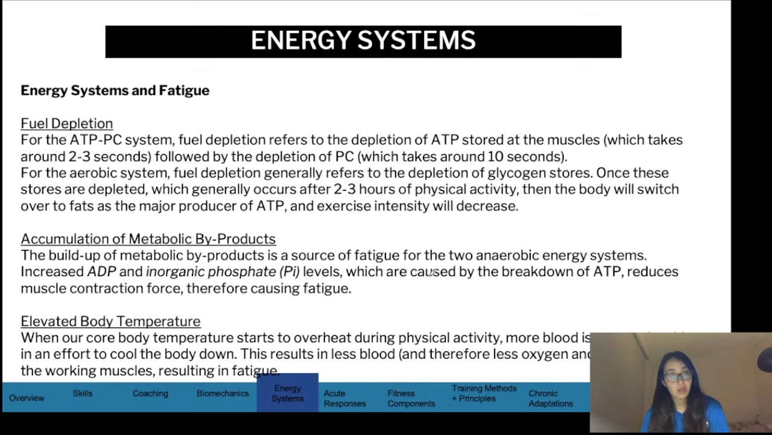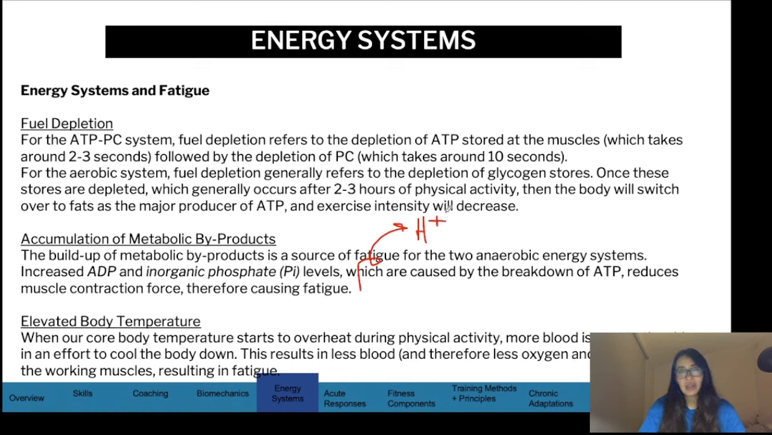Accumulation of metabolic byproducts is another source of fatigue. The buildup of these metabolic fatiguing byproducts, so ADP and inorganic phosphate levels, caused by the breakdown of ATP, can reduce the muscle contraction force and therefore cause fatigue. Also, hydrogen ions. I'm not sure why it's not written here. Hydrogen ions are the main culprit of fatigue.